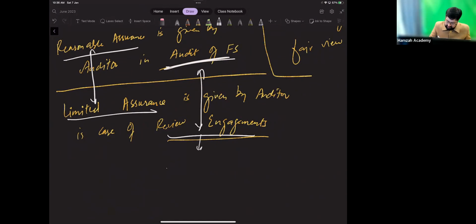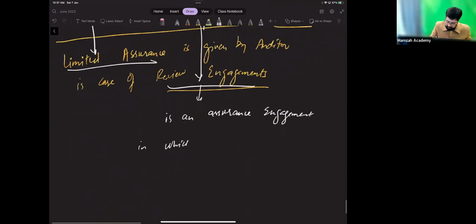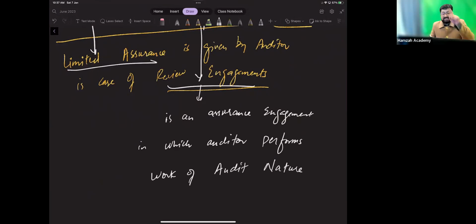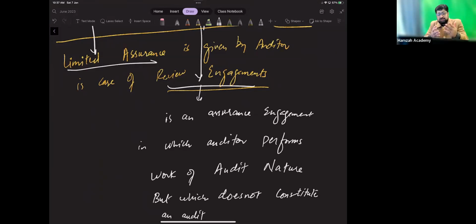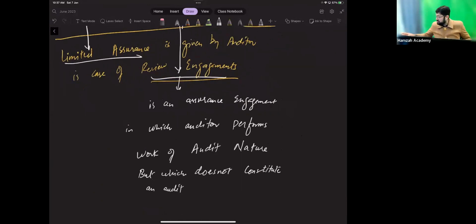So, a review engagement is an assurance engagement in which the auditor performs work of audit nature. I told you the work is the same nature, but which does not constitute an audit. Why does it not constitute an audit? The work is of the same nature, the difference is due to amount. Note it down, I'll explain.